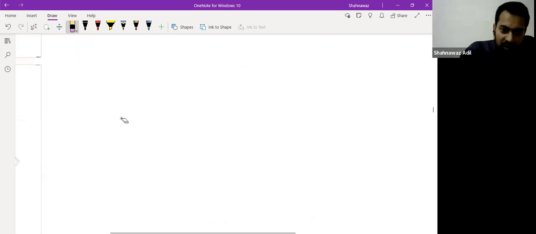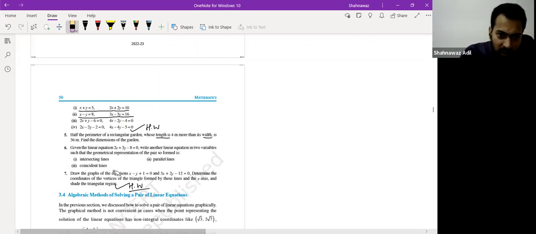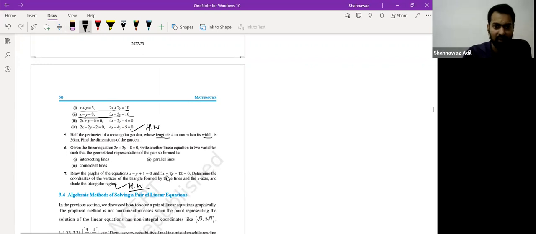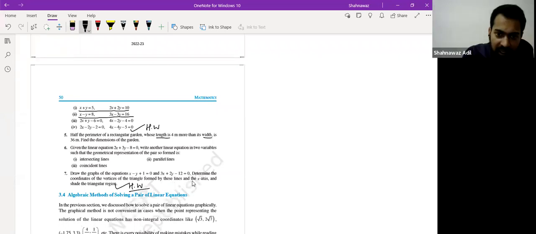So, let us go back to this last question. Draw a line. You guys try this question. Let me give you a hint: the triangle is formed by these lines and the x-axis.